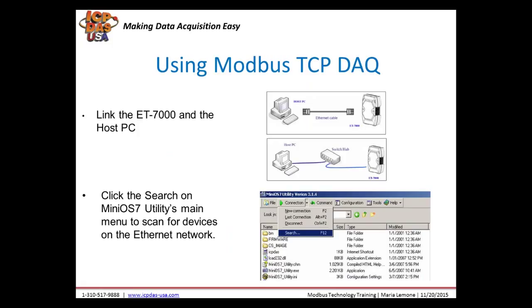To set up devices like Modbus TCP-based data acquisition equipment like ET7200 and the ET7000 series, you can connect them directly to a PC with an Ethernet cable, and you can connect them to a switch or hub to get them on the same network. You can use Mini OS7 Utility to set the IP address of our Ethernet controllers and data acquisition equipment so they can be used with other Modbus TCP devices. Modbus TCP-based equipment needs to be on the same network, so each device needs a unique IP address, and each device needs to have the same subnet mask and gateway, much like your computer network.